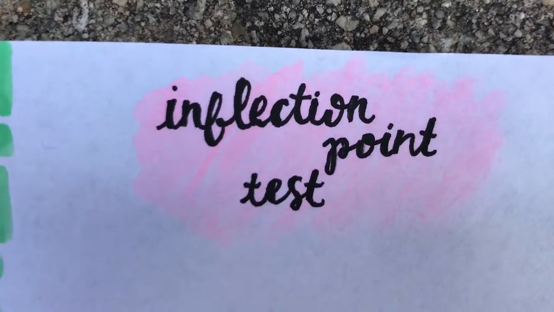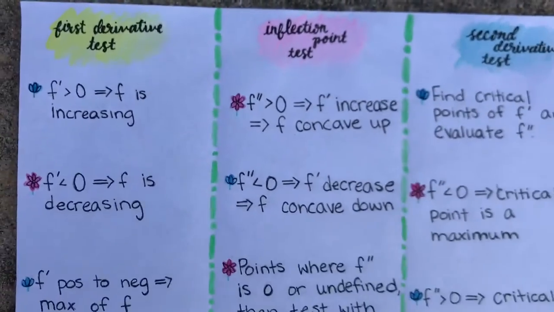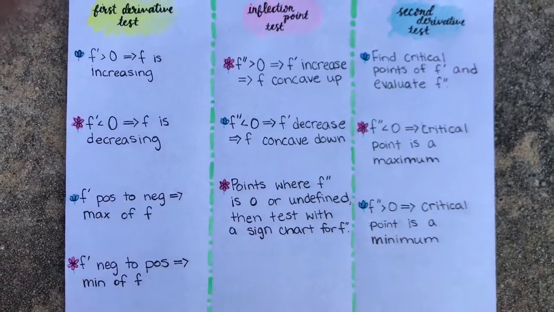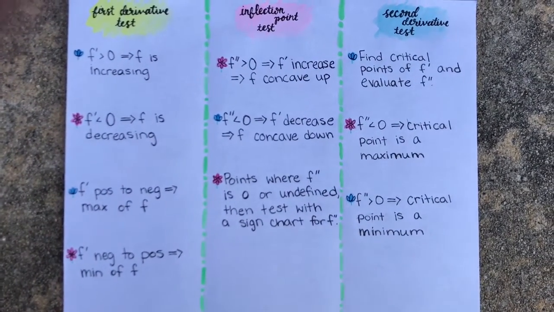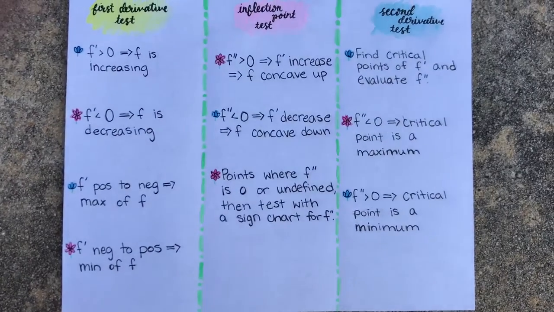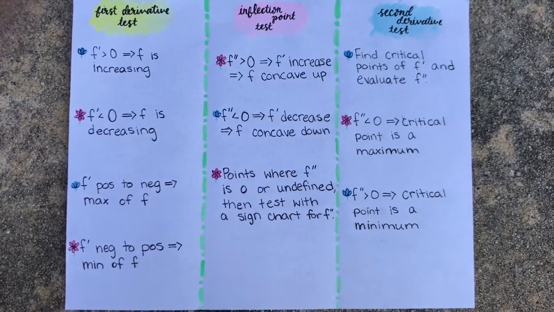Next is the inflection point test. The inflection point test tells you the concavity of the original function as well as the inflection points. You have to find the second derivative of the given function and set it equal to 0 to find all the x values. If the value is greater than 0, the function is concave up, meaning it has a dip and likely a local minimum.